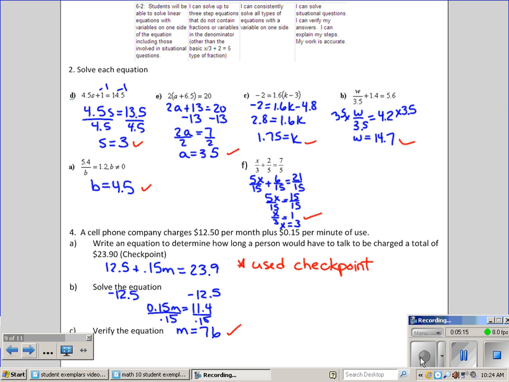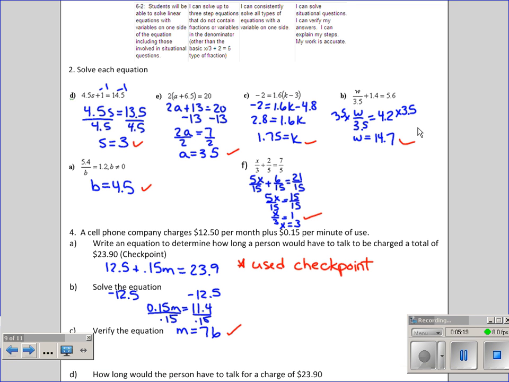This student would get a level 3. They've done all the level 2s right. They've done all the level 3s right. And then at the application question, they had to use the checkpoint, which means they couldn't actually come up with the equation themselves, but they were able to solve it. So they would get a level 3.